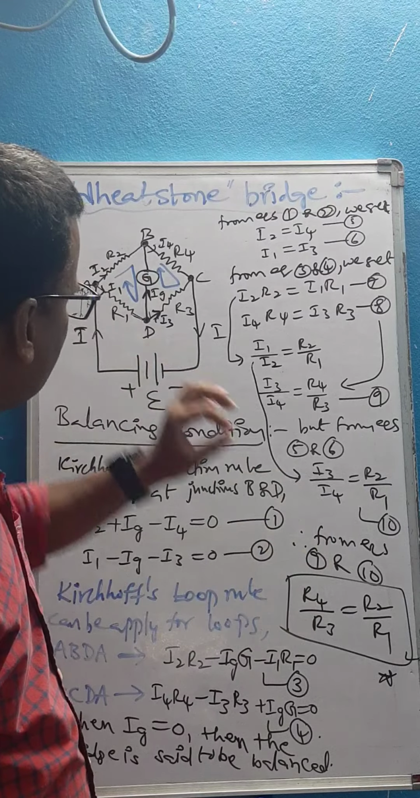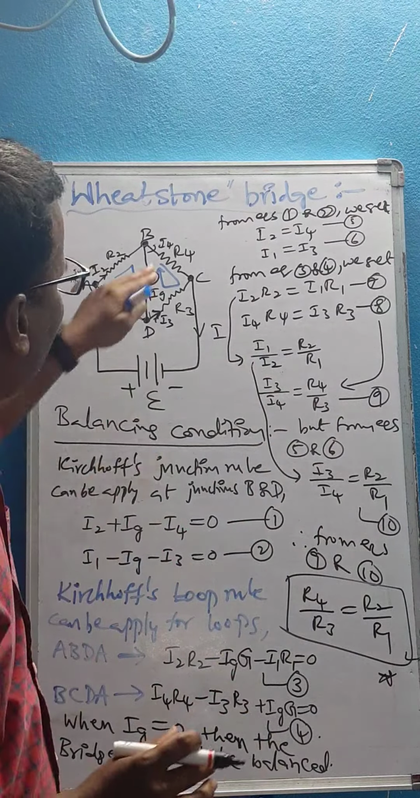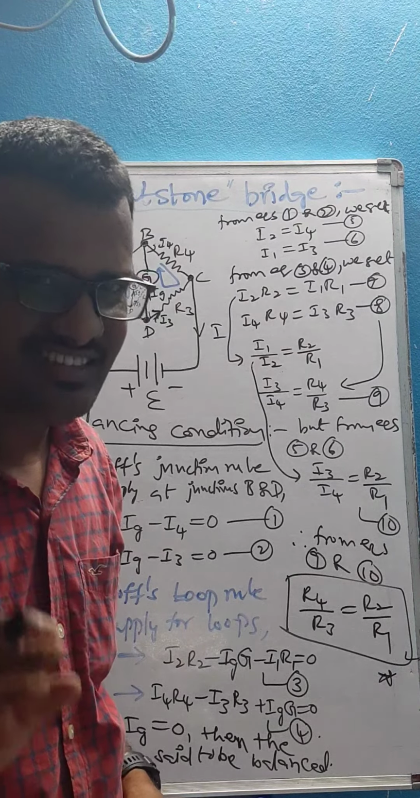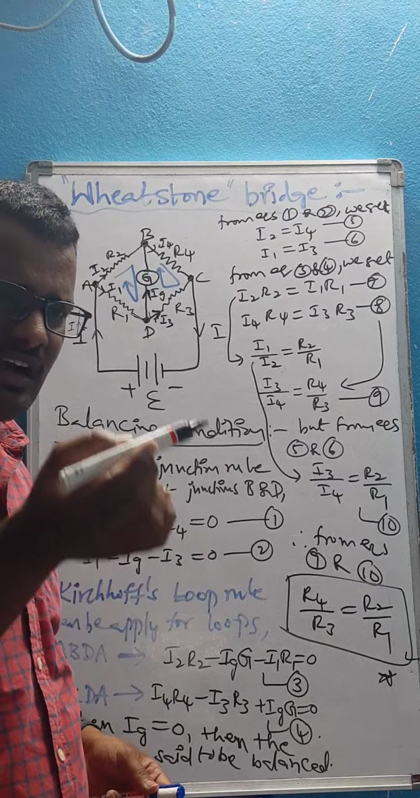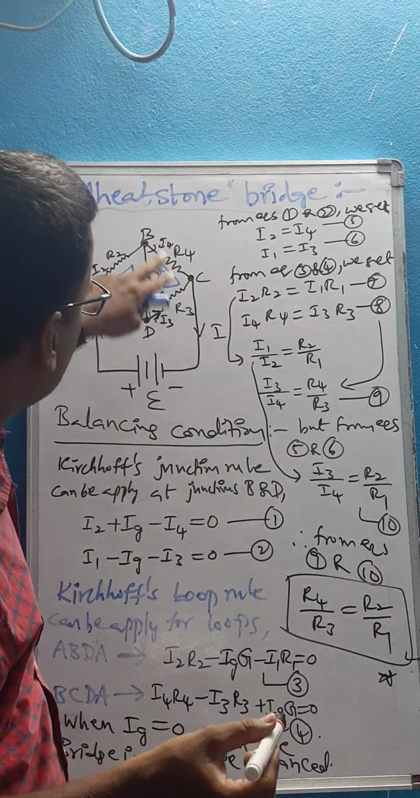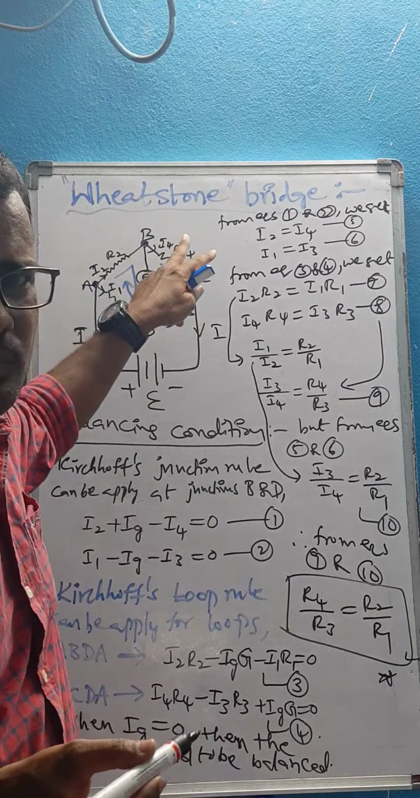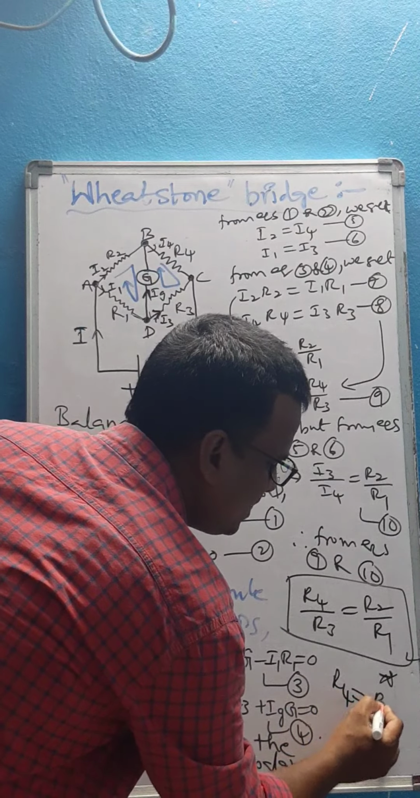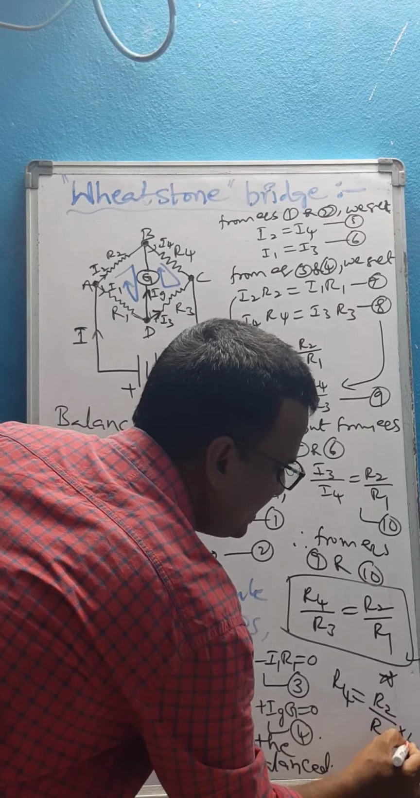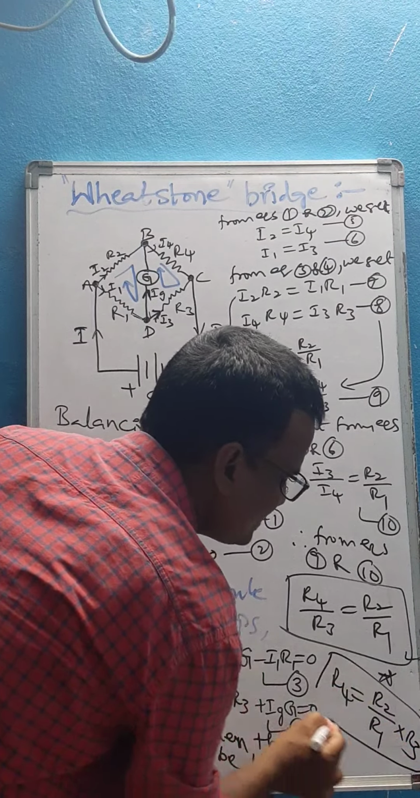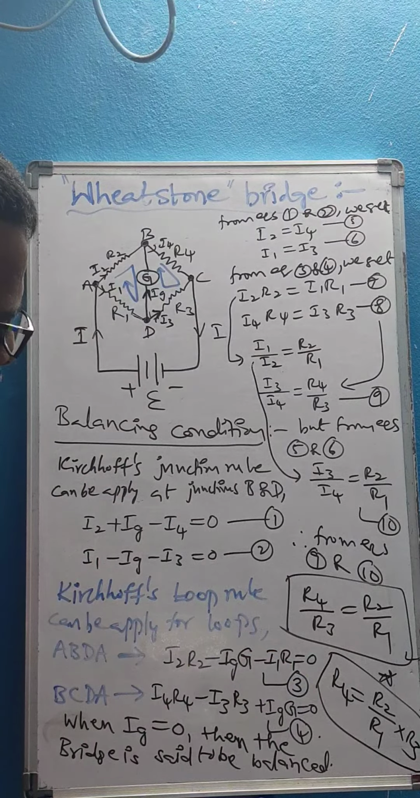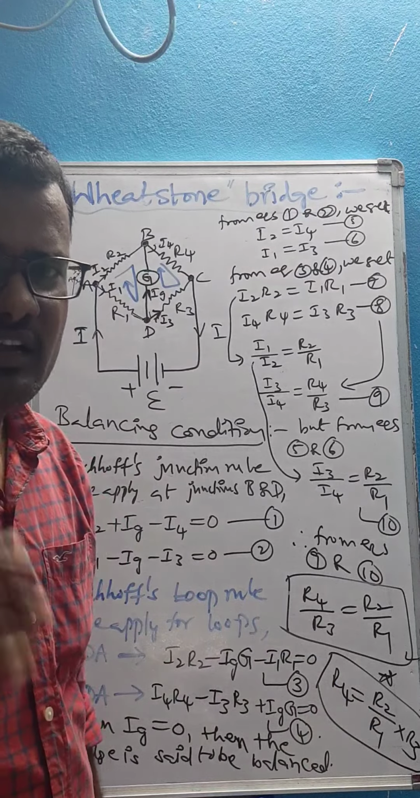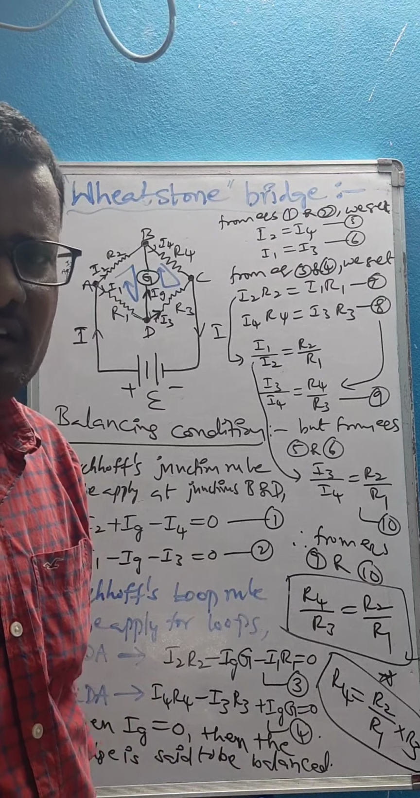Here you must remember that R4 is the unknown resistance. The unknown resistance wire is connected at R4. Then using this condition, R4 equal to R2 by R1 into R3, we can calculate the unknown resistance of the given wire.